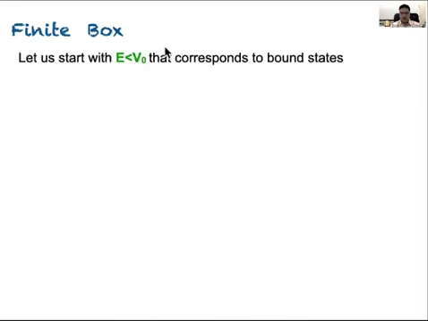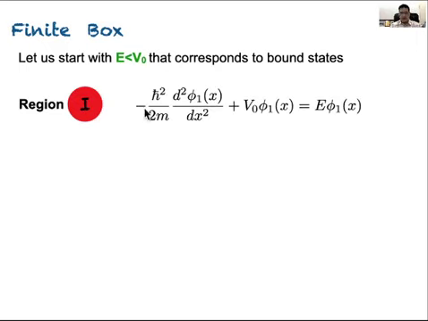So let's start with E less than V0, and then we can see what the corresponding boundary states are. In region 1 we can write down the Schrodinger equation. Because the potential is V0, this is minus h cross square over 2m times the second derivative of phi 1 with respect to x, where phi 1 is the wave function in region 1, plus V0 times phi 1 is equal to E times phi 1.